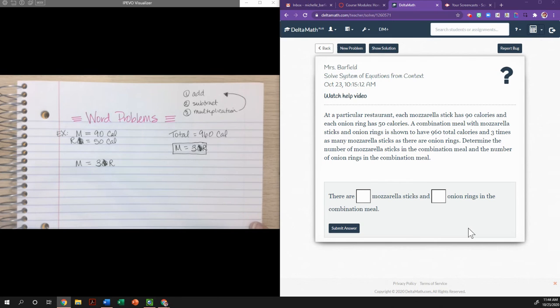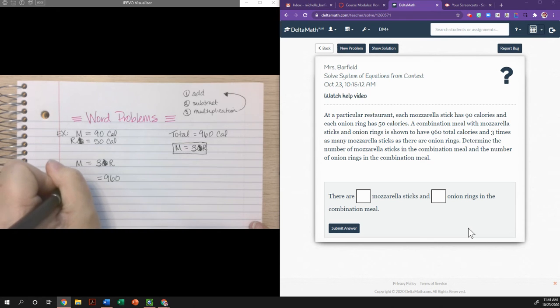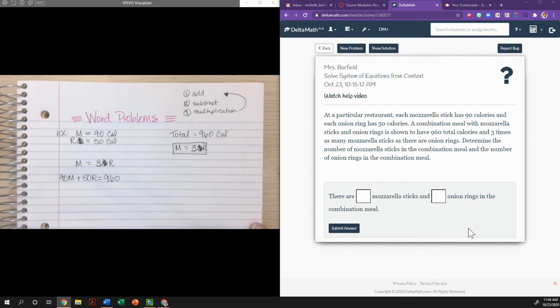Okay. All right. So my next equation is a combination meal that has a total of 960 calories. Okay. And I know that there are 90 calories in a mozzarella stick and there are 50 calories in an onion ring. Okay. All right. Now, what you may be looking at here is we've written this out, and you may be thinking to yourself, wait a minute, could I use substitution in this case? Because this is what a substitution problem typically looked like, okay?